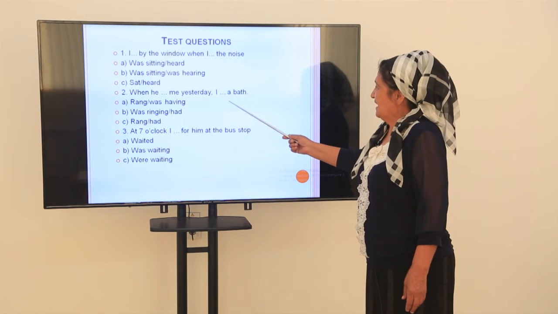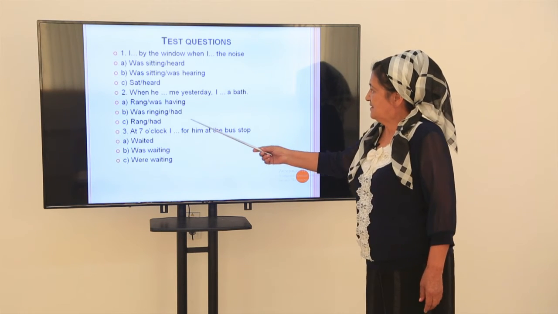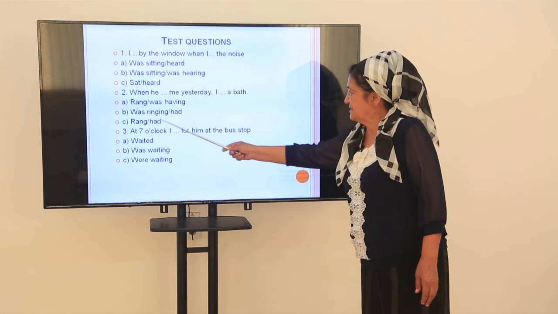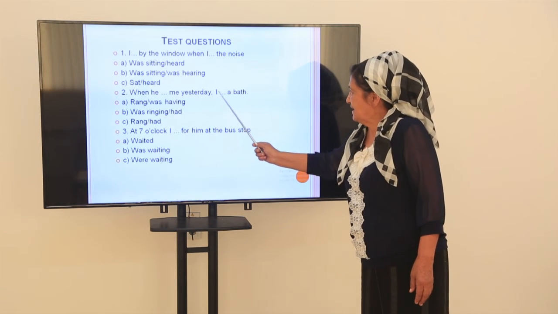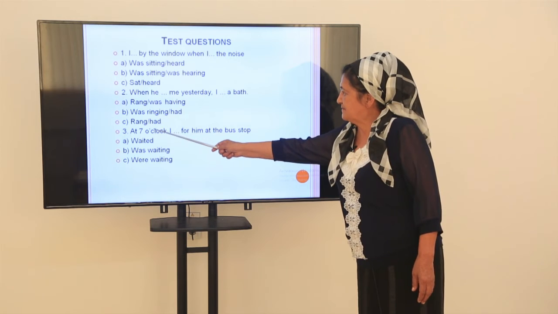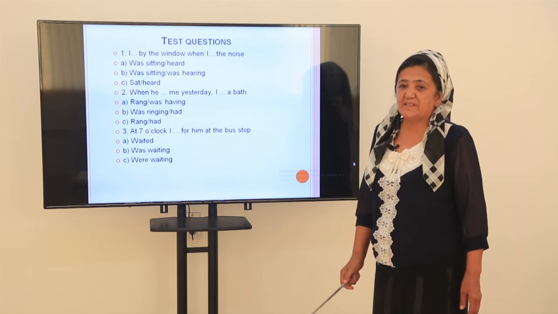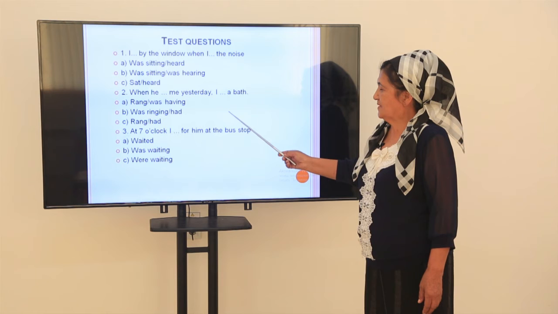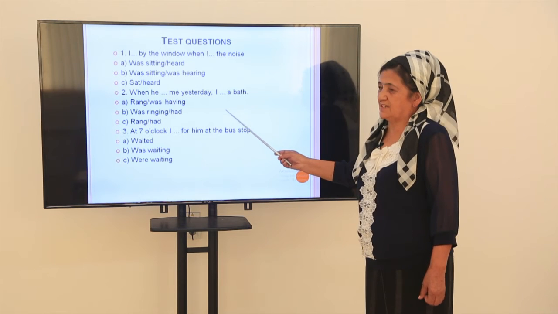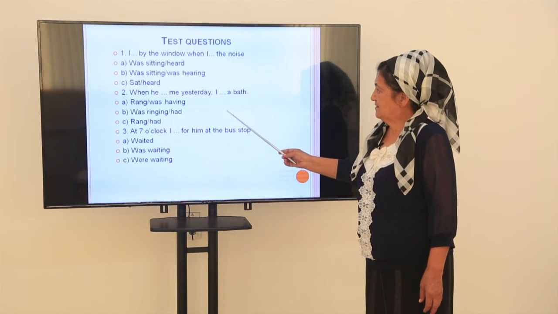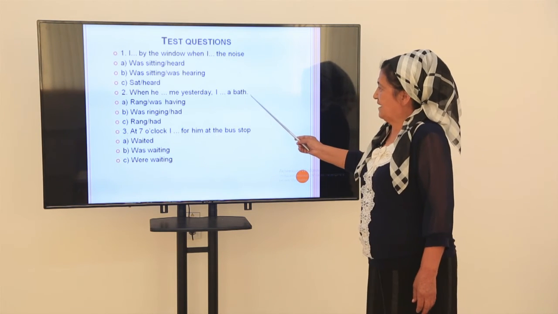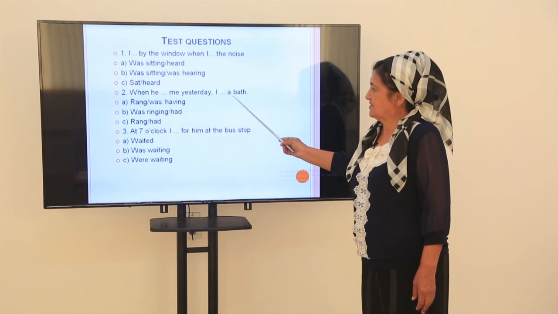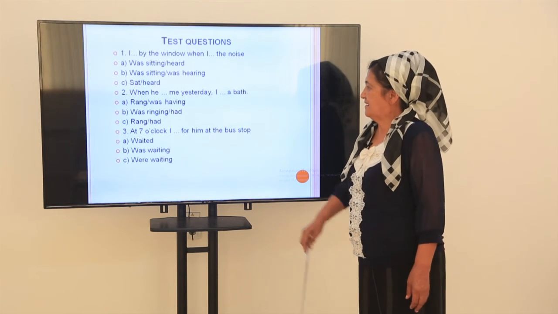The second. When he me yesterday, I a bath. When he rang, I was having a bath. When he was ringing, I had a bath. When he rang, I had a bath. What is the right answer? What action is in duration? Yes, I was having a bath. The right answer is A.